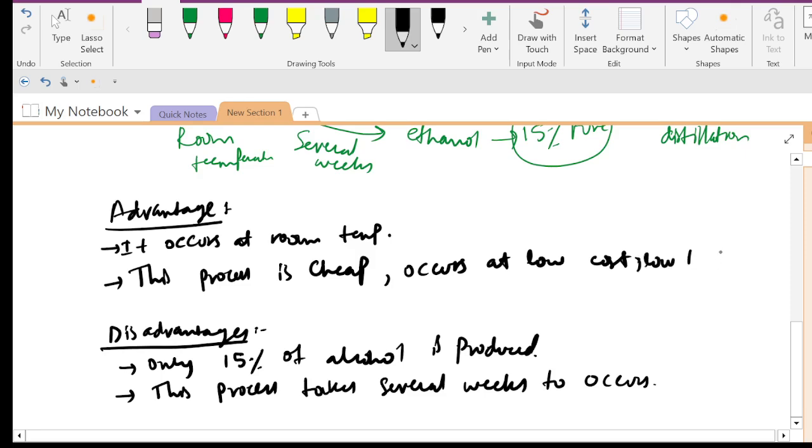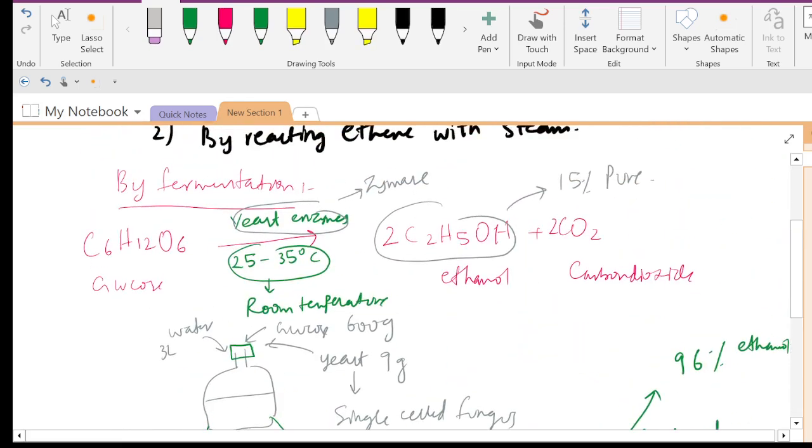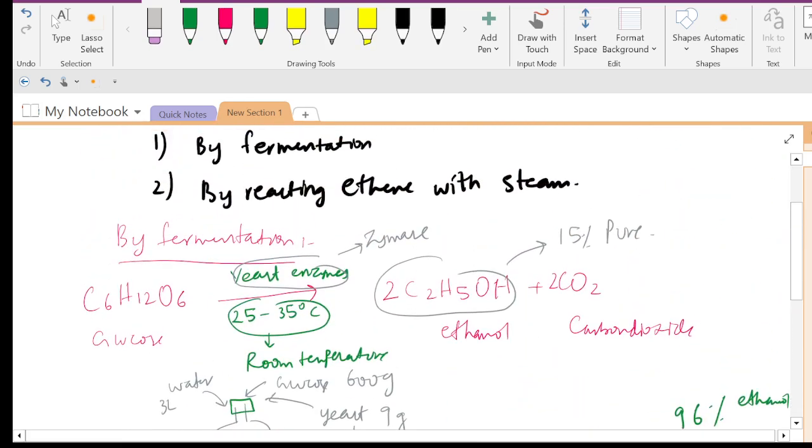So low temperature and pressure. So this is what I can add further. So that is all about the advantages and disadvantages of this whole process of fermentation. Now I'm just coming towards the ethene reaction with the steam.